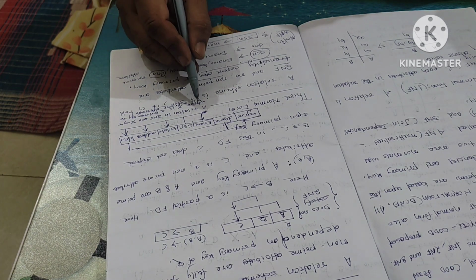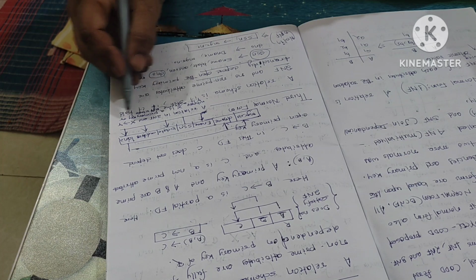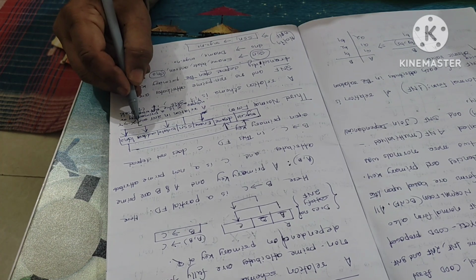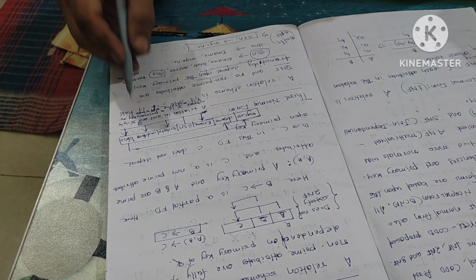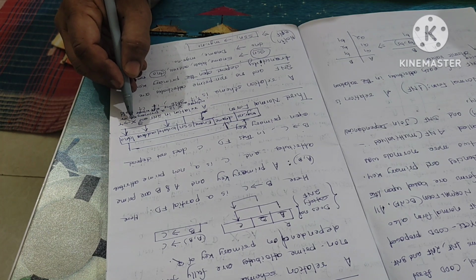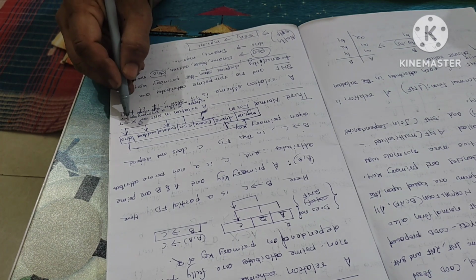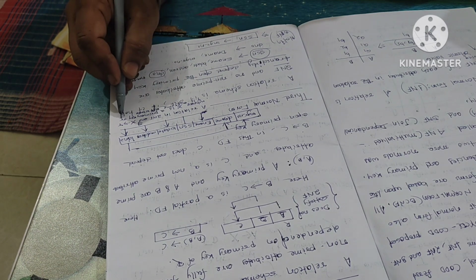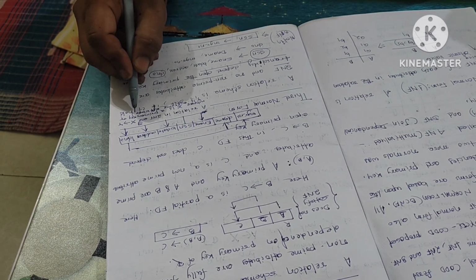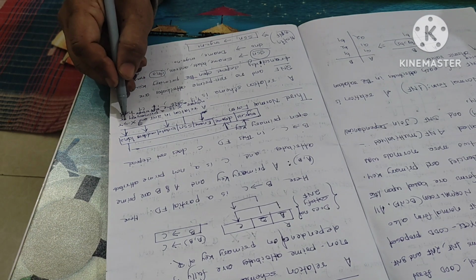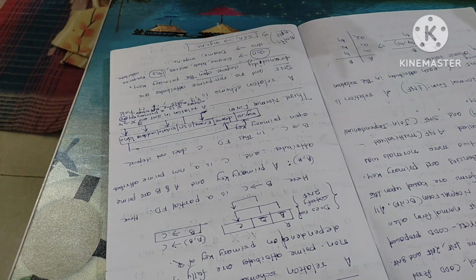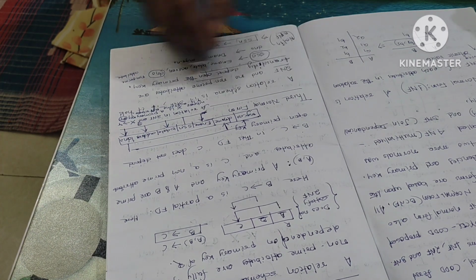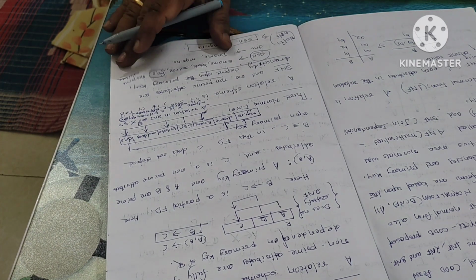I repeat again: a relation in 2NF, and there exists a non-trivial functional dependency X determines Y, where X is a primary key or Y is a prime attribute. Either way you can write the definition.